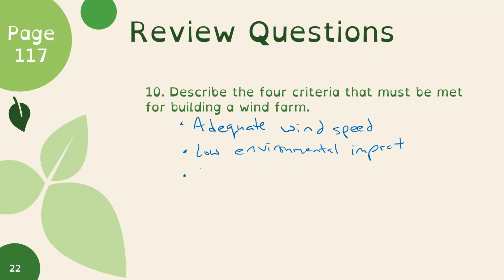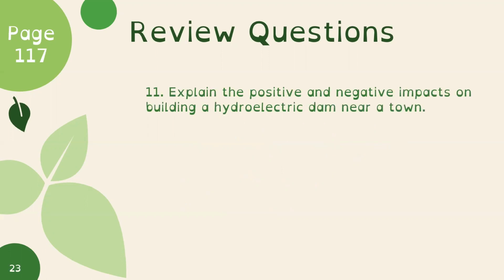It needs to be approved by the hosts. So the community needs to be okay with it, as it is going to have an impact on their land and on their own situations. And it needs to be financially viable. So it can't be too hard to maintain. It can't be that the costs of moving the electricity from where they generate it to someplace where it can be passed onto the grid are too high. It needs to all be connected. It needs to make sense financially as well in order for it to actually be utilized. All right, number 11, explain the positive and negative impacts of building a hydroelectric dam near a town.